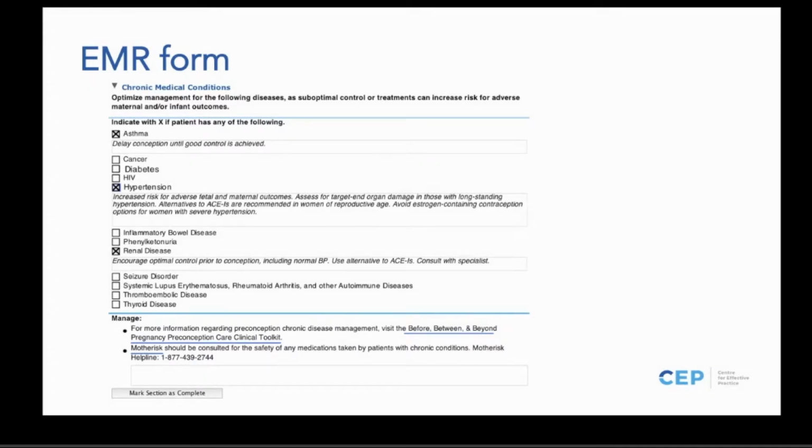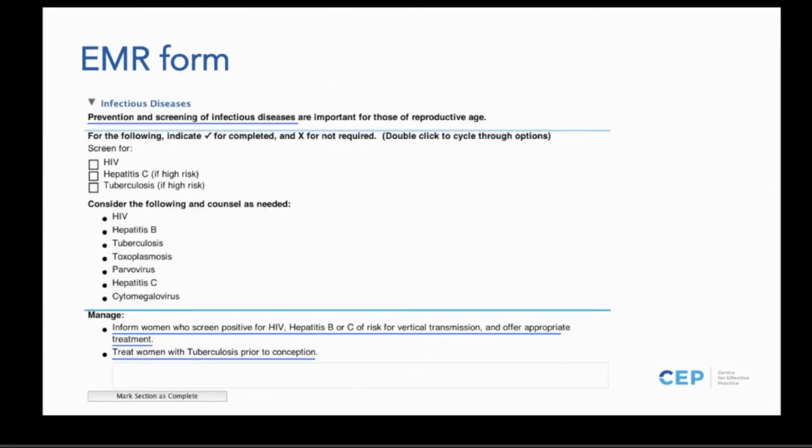If you look at the next slide, which we'll just pull up now, this has to do with infectious disease. This provides the infectious diseases that are important to screen for if a person is considering becoming pregnant. The form also provides those infectious diseases that providers may want to consider following and counseling as needed, as well as infectious diseases that should be managed prior to getting pregnant. So take another minute and just look through some of the options for counseling along the infectious disease category.